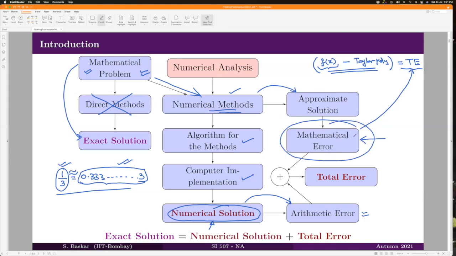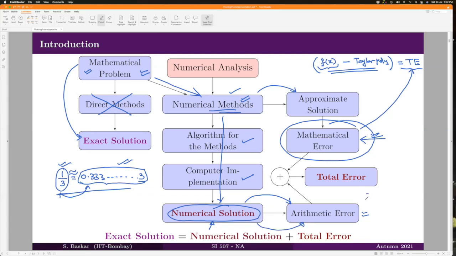Okay. So if you take this method and solve by yourself without putting any error in the numbers that you are dealing with, then you will get the approximate solution that involves only the mathematical error. But when you implement it on a computer and get the numerical solution, because your computer makes certain errors due to its limitation on storing only finitely many digits in the number, it also brings in a new type of error which is called the arithmetic error.